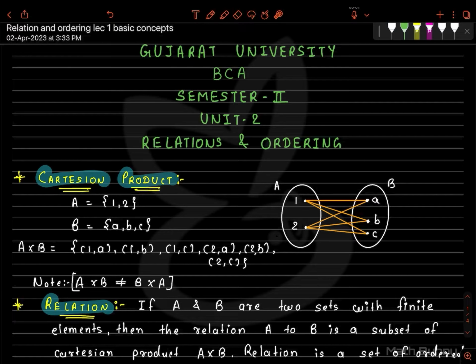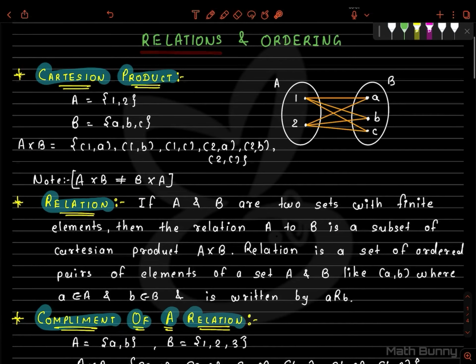Today we are going to discuss Unit 2, which is Relation and Ordering, of Semester 2 of BCA in Gujarat University. To understand what a relation is, first of all we need to understand what a Cartesian product is. If two sets A and B are given, where A equals {1, 2} and B equals {A, B, C}, and we relate every element of A to every element of B, then it is called the Cartesian product A cross B.